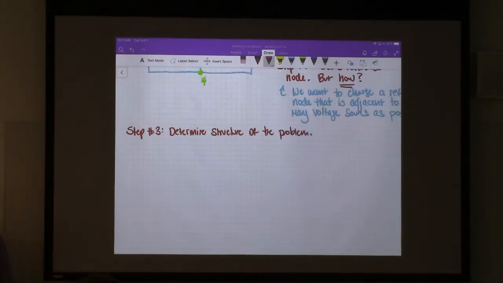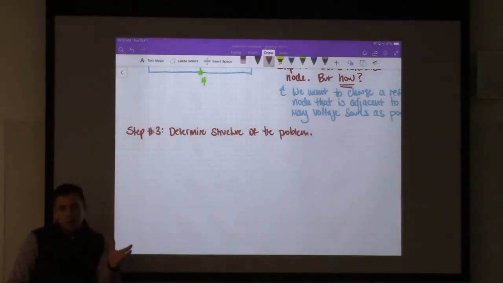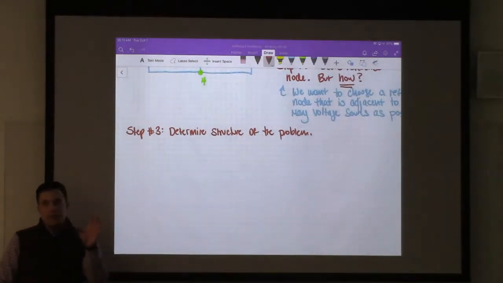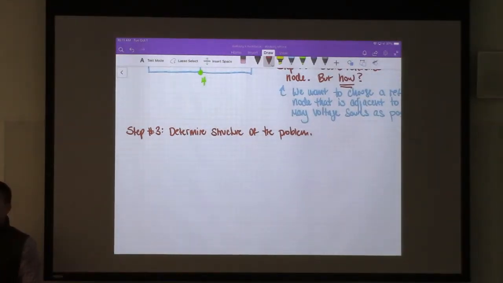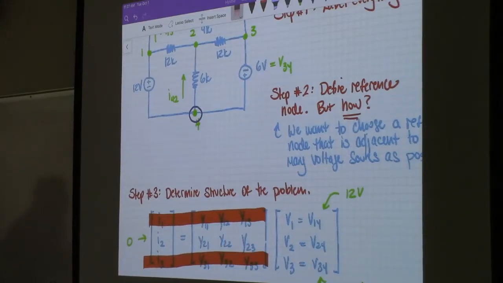Now the reason why I put a third step in here that says to determine the structure of the problem is because we have a way that we're used to seeing this problem. This is going to be a little bit different because we're going to start eliminating variables. When you first start doing this type of problem, it's easier to write it out in the bigger form and then cross out what it is that you do. So let's determine the structure of the problem.